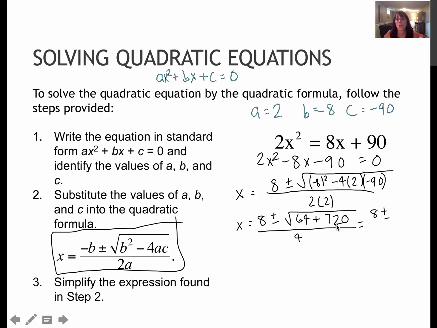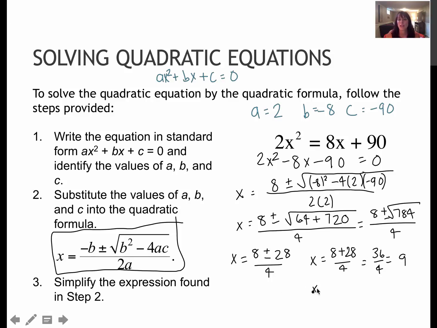If I add 64 to 720, I get 784. Again, still inside the radical. In this particular case, when I take the square root of 784, I get a nice whole number, which is 28. If I didn't, I would simply reduce it as much as I could by taking out a perfect square factor. And now I can find my two solutions by taking 8 plus 28 and dividing it by 4, which is 36 divided by 4, which is 9. And then taking 8 minus 28 divided by 4, which is negative 20 divided by 4, which is negative 5. So my two solutions would be 9 and negative 5.